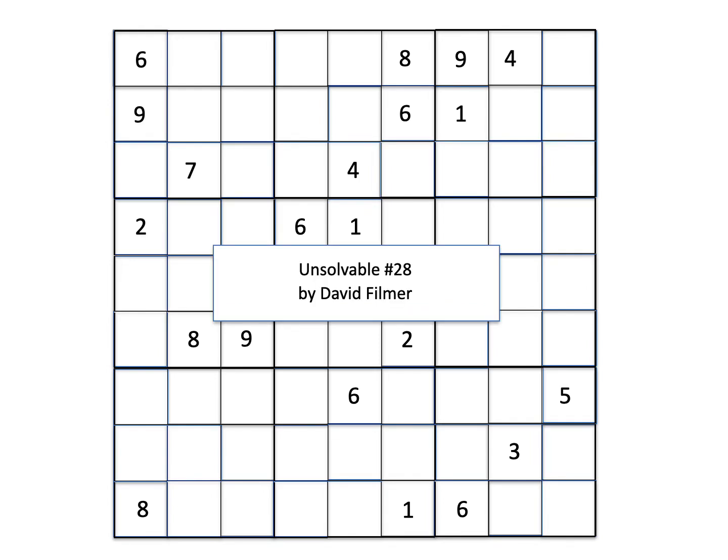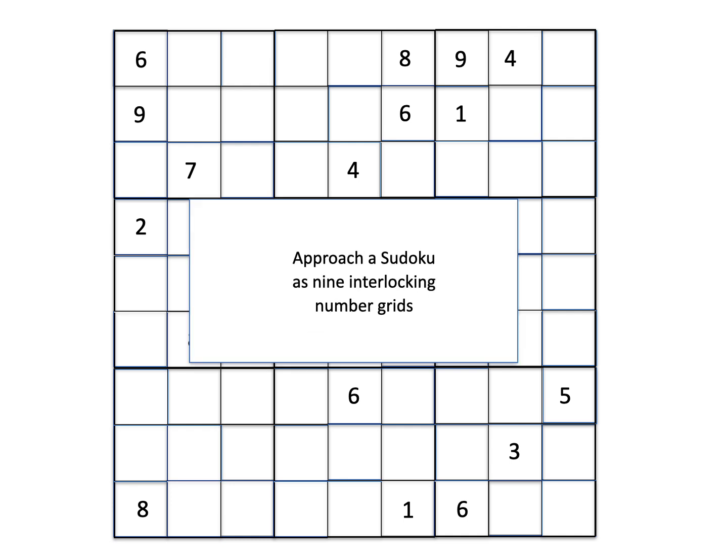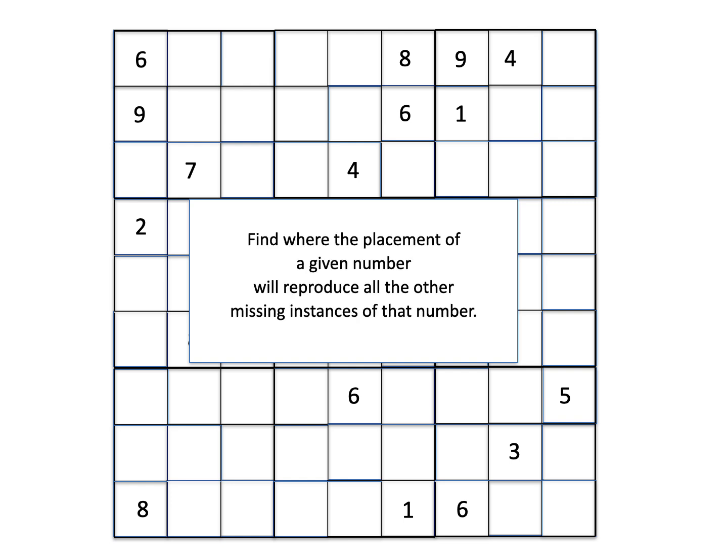This Sudoku by David Filmer is called unsolvable because it cannot be solved by conventional methods, even the most advanced ones. So we're going to take a different approach to it and see it as 9 interlocking number grids. In other words, we'll try to solve for one number at a time until we can see a clear path to a solution. And we'll do that specifically by looking for where the placement of a given number will reproduce all the other missing instances of that number.